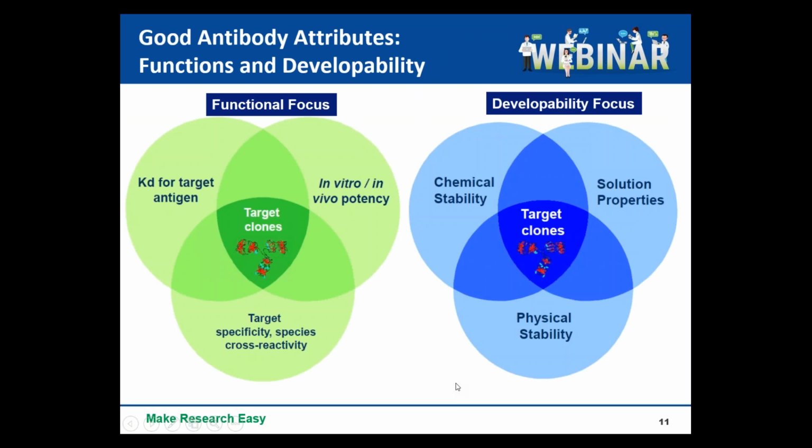Okay, so when we are considering a good antibody, the first part, there are two different focus areas people look at. One is the functional focus, where you look at the KD for your target antigen, you look at the in vitro or in vivo potency, and then the target specificity and species cross reactivity. And then you have the developability focus, which is the likelihood for the successful development of a lead candidate into a stable, manufacturable, safe, and efficacious drug. So properties such as chemical stability, physical stability, and solution properties become very important at this stage.